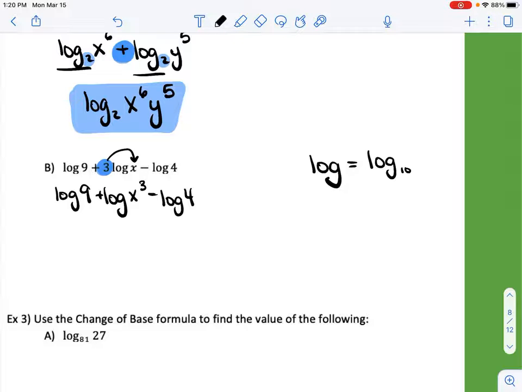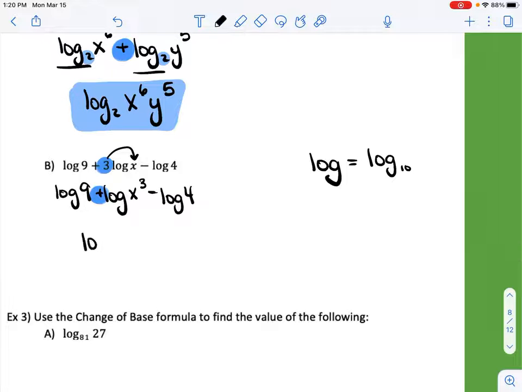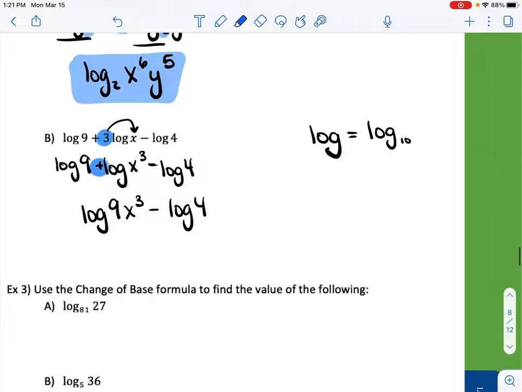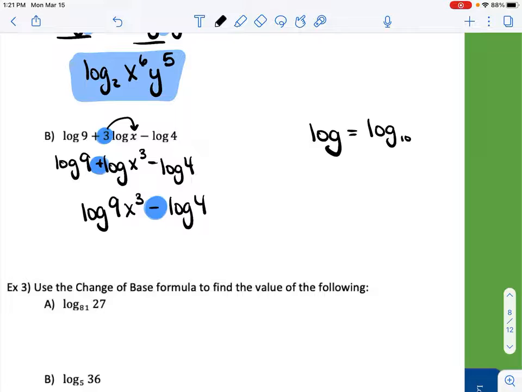Okay, so now I see addition. This signifies that I'm actually going to multiply. So I have log of 9x cubed minus log of 4. Notice they're still both base 10. Means we can keep condensing. And then when I see subtraction, I know I'm going to divide. So we have log of 9x cubed over 4 is our simplification.